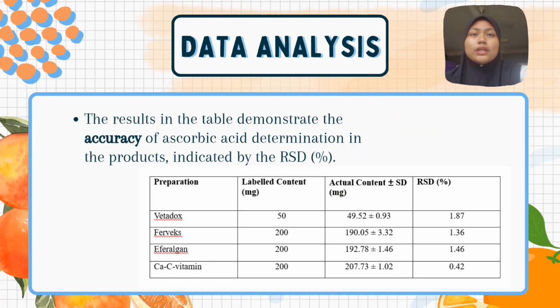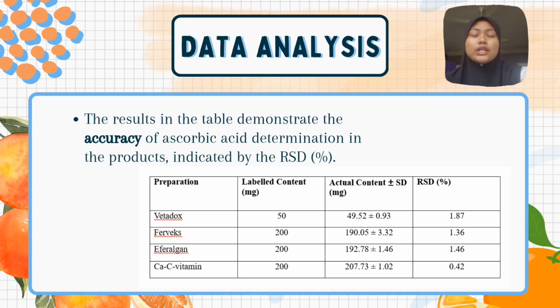The results in the table demonstrate the accuracy of ascorbic acid determination in the products, indicated by the RSD. The preparations are Betadox, Burfax, Efferogan, CHC vitamin. The label content for Betadox is 50 mg. The actual content plus minus SD for Betadox is 49.52 plus minus 0.93. The RSD is 1.87.